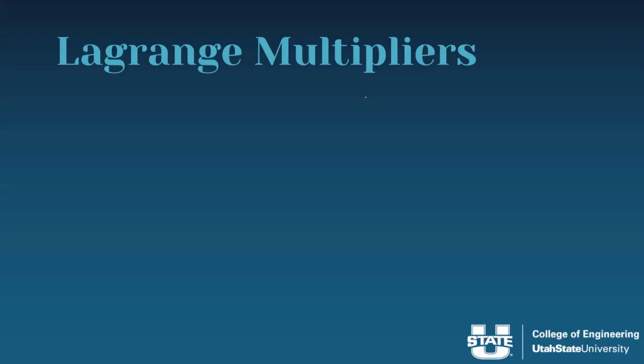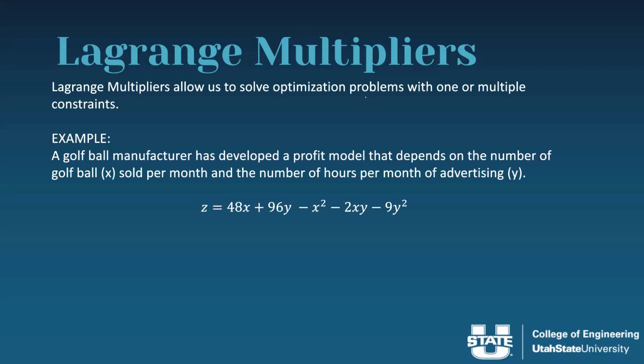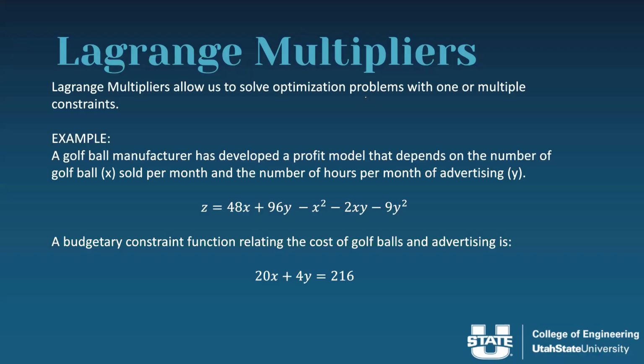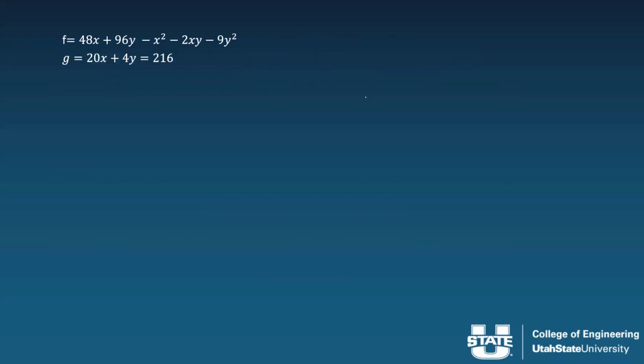And you use that using single derivatives, but we could solve that same problem using Lagrange multipliers with multivariate functions. So we're just going to walk through an example with this one. A golf ball manufacturer has developed a profit model that depends on the number of golf balls sold per month and the number of hours per month advertising. A budgetary constraint function relating the cost of golf balls and advertising is as follows.